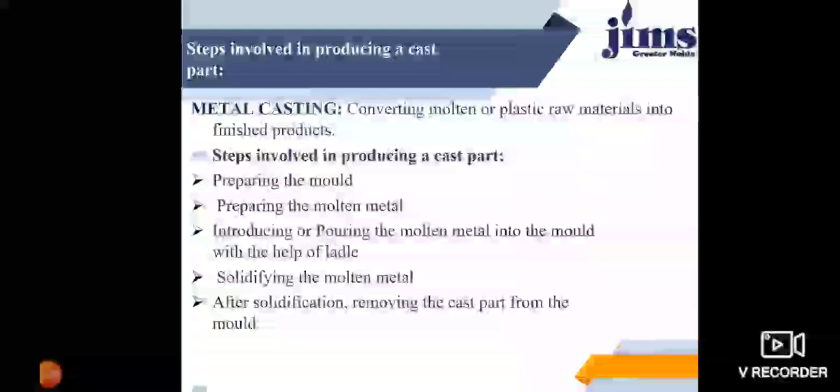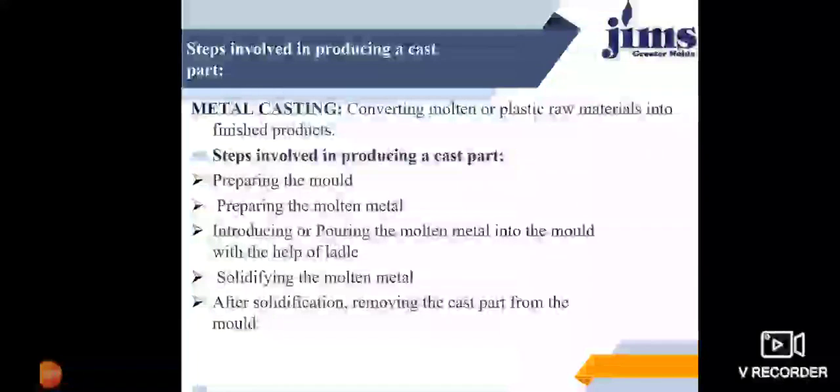Preparing the mold. First of all, we take the sand and make sure that this sand is very fine in structure, the water content is not too much but not too little either, and there is no extra material in the sand. Then we prepare the molten metal. We take a furnace and heat the metal until it becomes liquid.